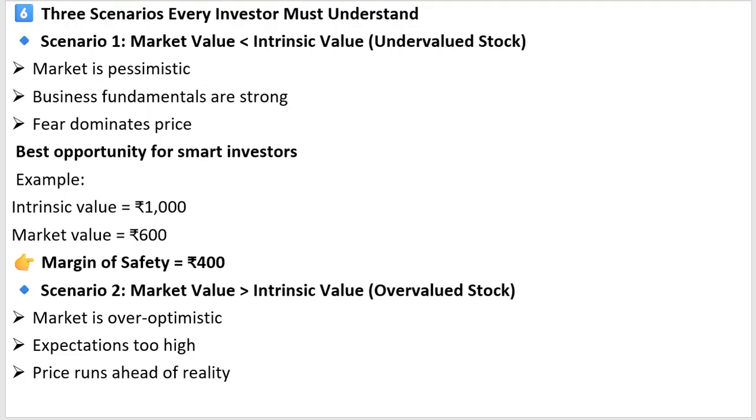Three scenarios every investor must understand. What are the three scenarios? First scenario: if market value is less than intrinsic value, IV value, this is called an undervalued stock. The market is pessimistic, business fundamentals are strong, fear dominates price. These are the reasons why market value is less than IV value.